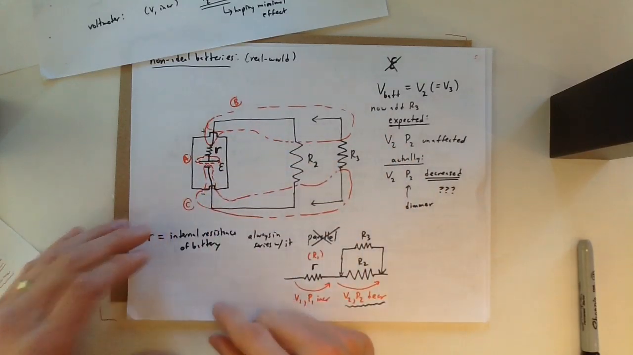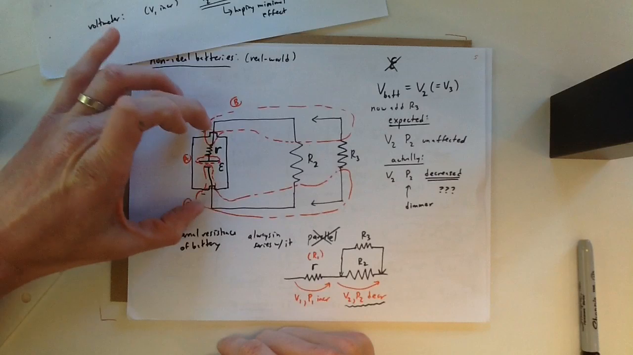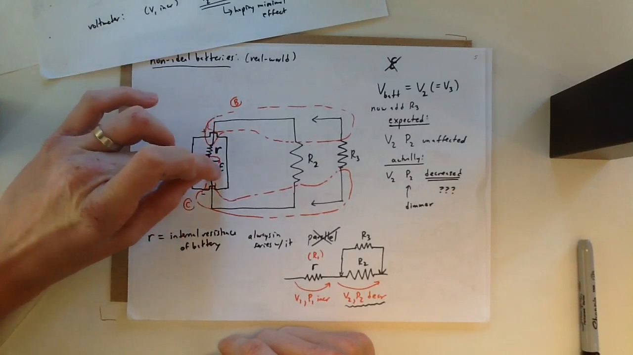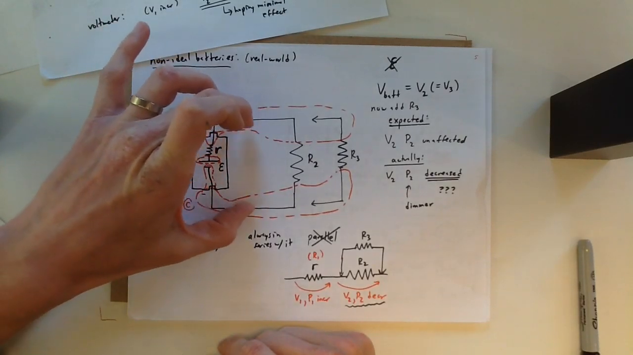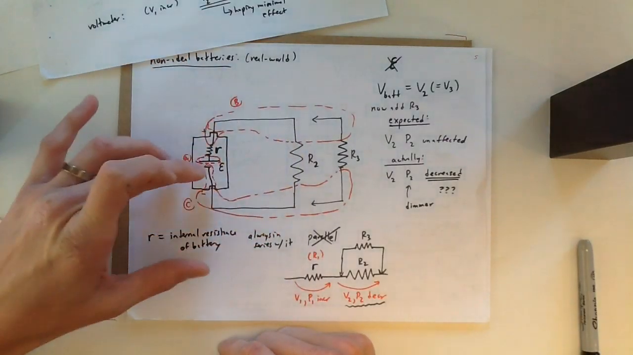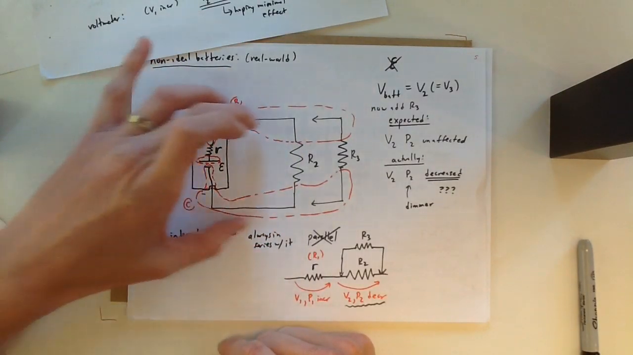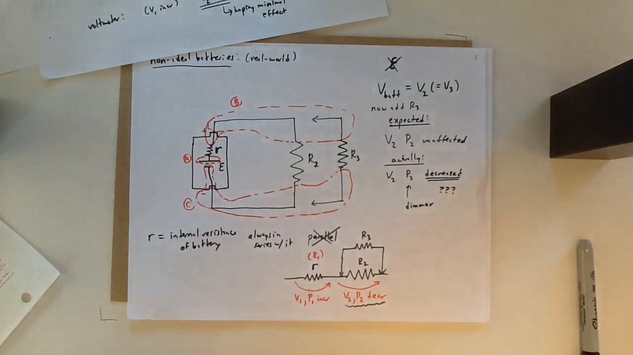So when it asks you the voltage across the battery terminals, it's not actually asking you for this EMF, it's asking you for the voltage that's left over. So this ideal EMF minus what you lose here, that's actually the voltage that you can measure across the battery terminals.